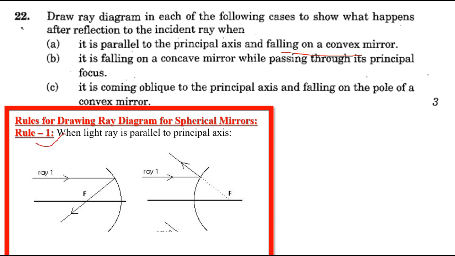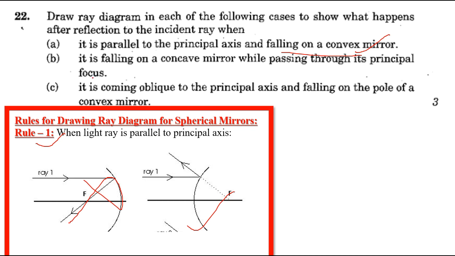In the first rule we discussed that when a light ray is parallel to the principal axis, after reflection it will pass through the focus. Here I have drawn it for both the mirrors, but they are asking only for the convex mirror. So you don't have to draw all of this in your examination, you just draw this diagram only.